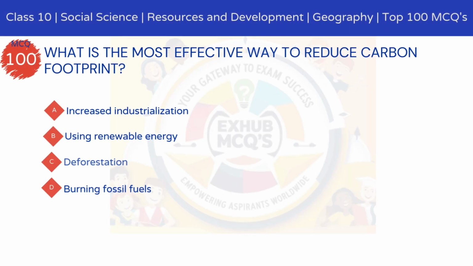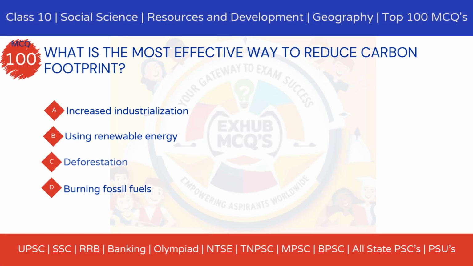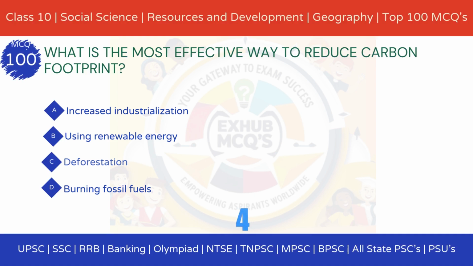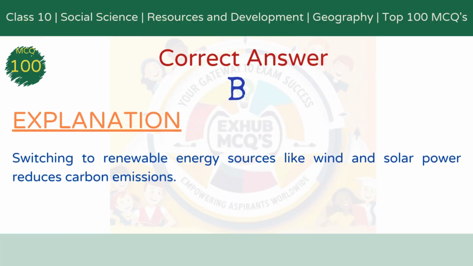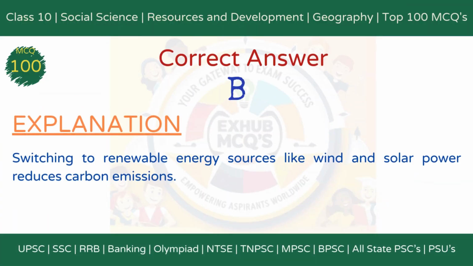MCQ 100. What is the most effective way to reduce carbon footprint? Option A, increased industrialization. Option B, using renewable energy. Option C, deforestation. Option D, burning fossil fuels. The correct answer is option B, using renewable energy. Explanation. Switching to renewable energy sources like wind and solar power reduces carbon emissions.